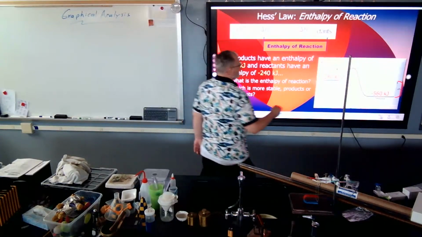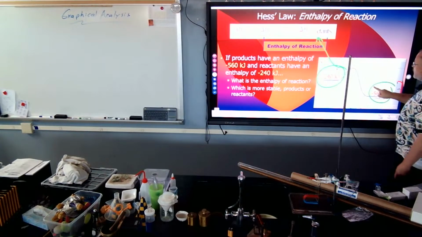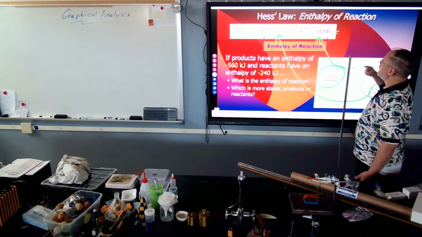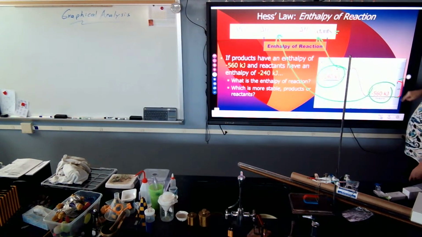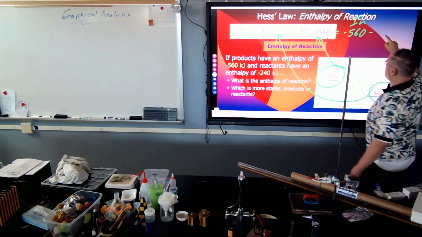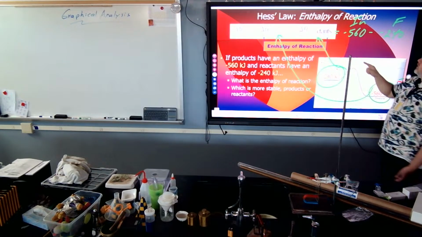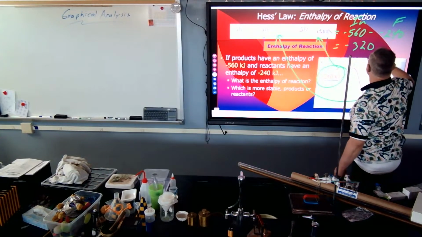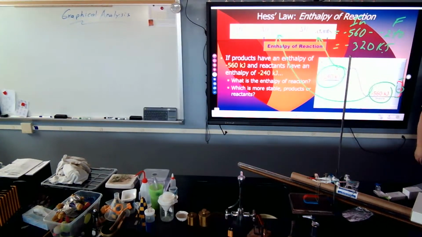Okay. So the reactants right here are at negative 240, and the products down here are at negative 560. So Hess would basically say that the overall reaction change from here to here is negative 560, that's our final state, minus negative 240, that's our initial state. So negative 560 minus negative 240, if math is still working the same, is negative 320, and the units are kilojoules. Does that make sense?